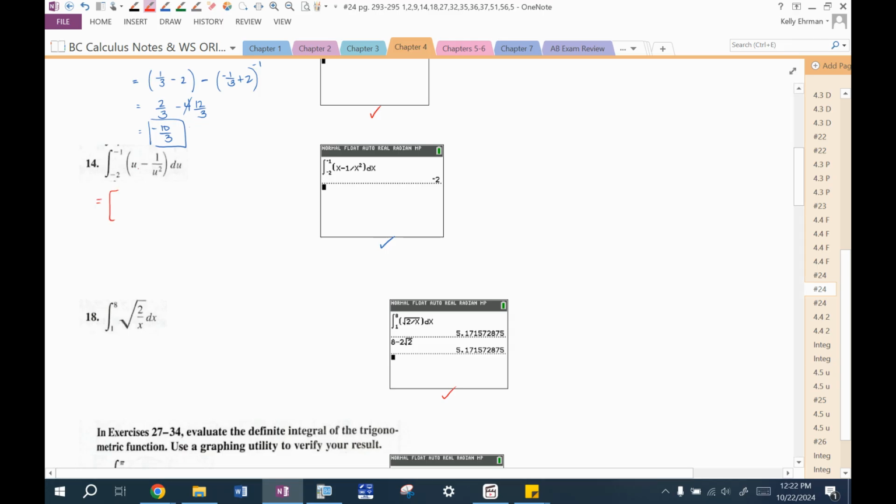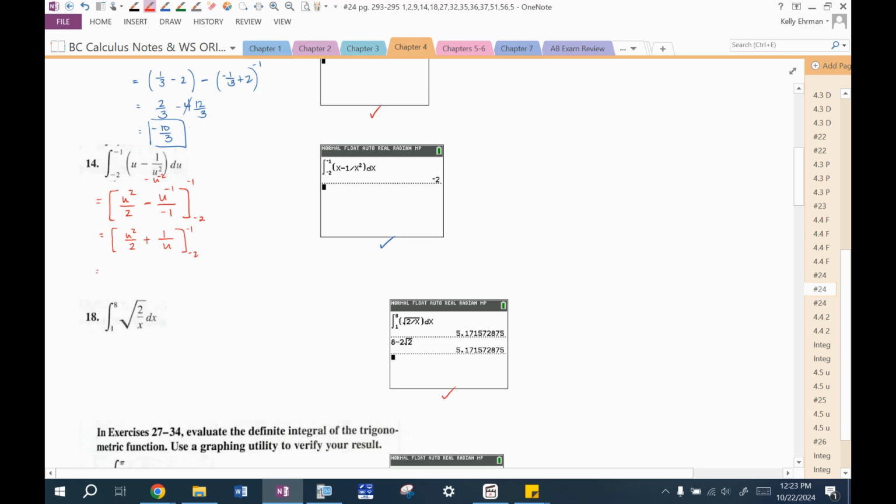So the integral of u is u squared over 2. This is u to the negative 2 right now. So if I add 1 to that exponent, I'm going to get minus u to the negative 1 divided by the new exponent. And before you go plugging numbers in, you should simplify any negative exponents so that you don't screw up the math on this. So this is u squared over 2. Minus negative is going to be plus, and then instead of u to the negative 1, it'll be 1 over u.